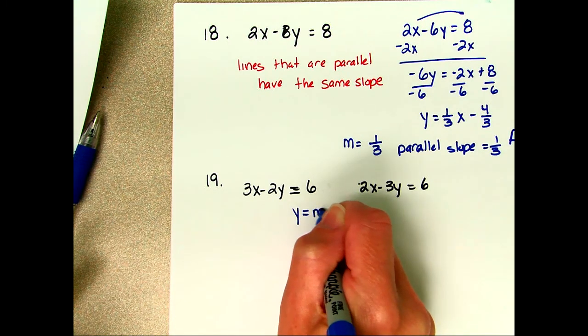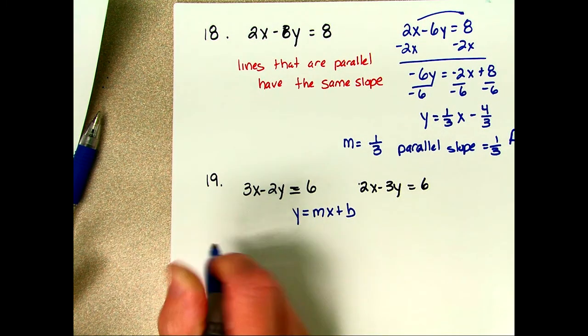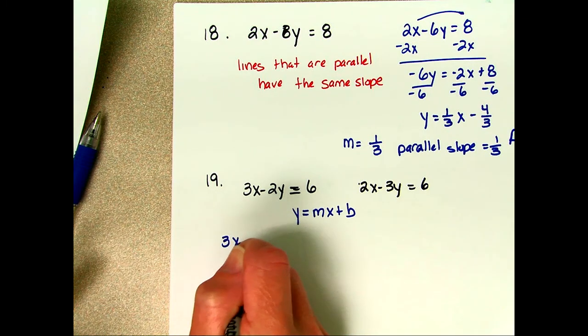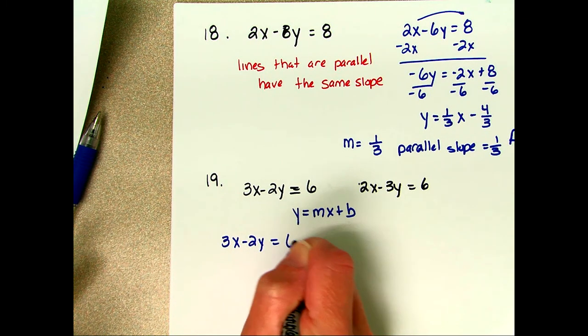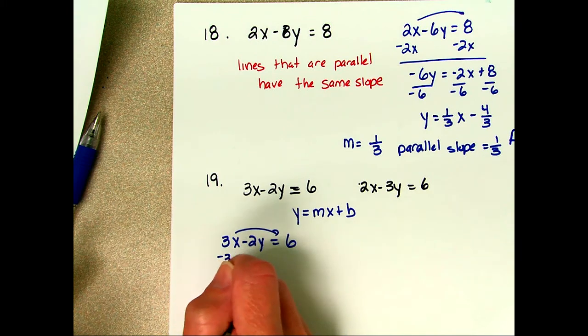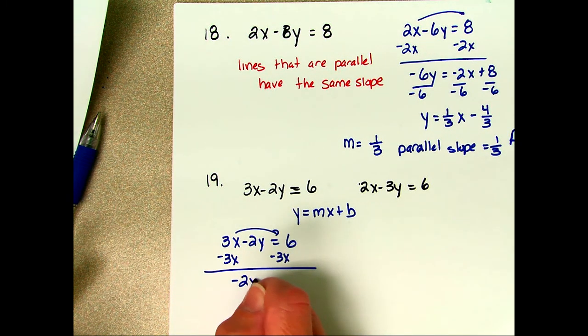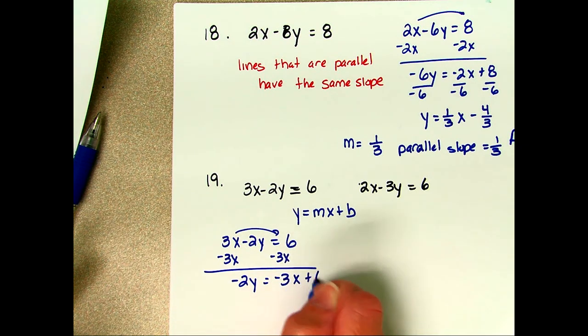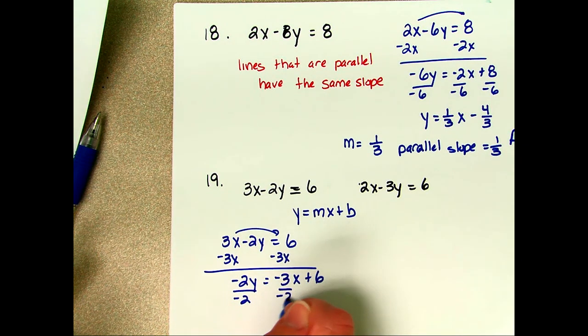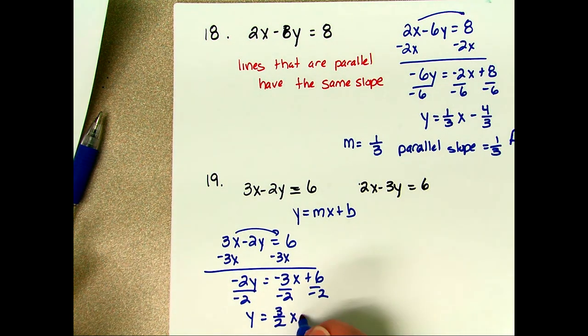On the left, 3x minus 2y equals 6. Subtract 3x on both sides to isolate the y. So negative 2y equals negative 3x plus 6. Divide by negative 2. You have y equals a negative over a negative, it's a positive, 3/2 x, positive 6 divided by negative 2 is negative 3. The slope of this line is equal to 3/2.